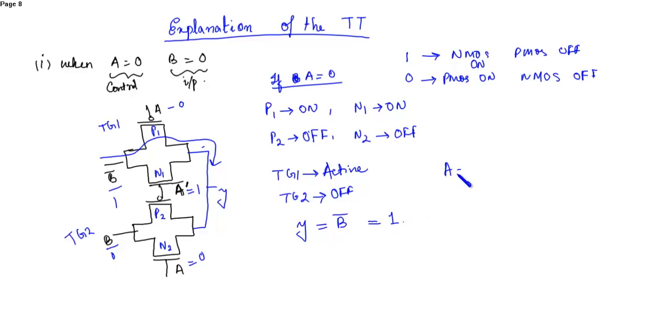So if A is equal to 0, B is equal to 0, then in the XNOR gate, the output Y is equal to 1. So here the first condition is verified. Now let's see the second condition.